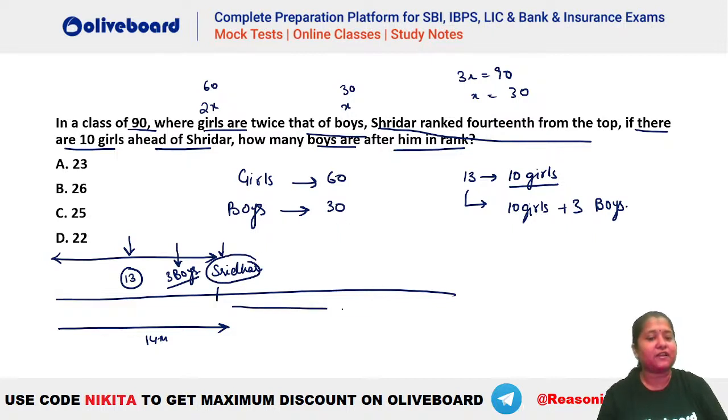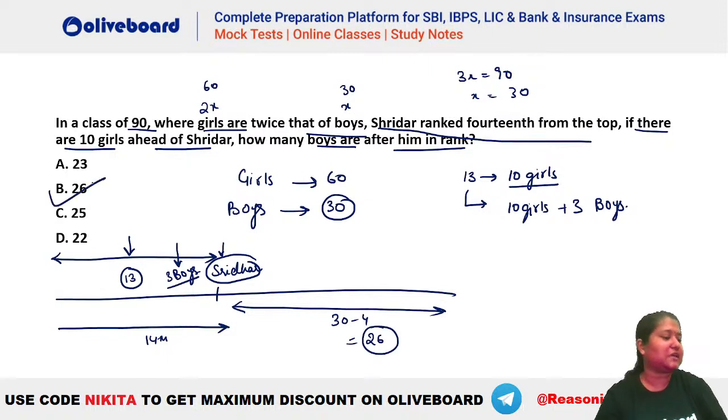That means after that, remaining boys will be how much? Remaining boys will be 30 minus 4. 30 minus 4 हो जाएगा. That is equal to how much? 26. So 26 would be the right answer here. Are we clear everybody? ये समझ में आया कि नहीं? Everybody clear?